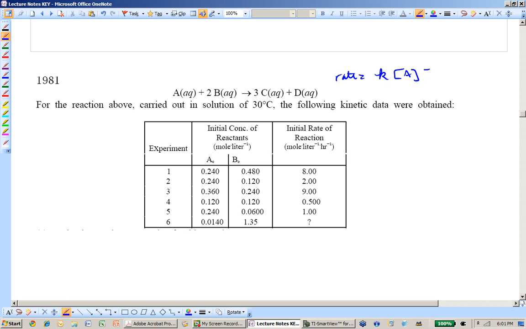Reactant A, reactant B, and I'm in search of what those exponents are. So of course they give me initial concentration of reactants, moles per liter. They put the units up there, so that's why these are not in square brackets. And they put the little zeros on them for initial or original. And then they gave me the rate of the reaction, and my time unit is hour.